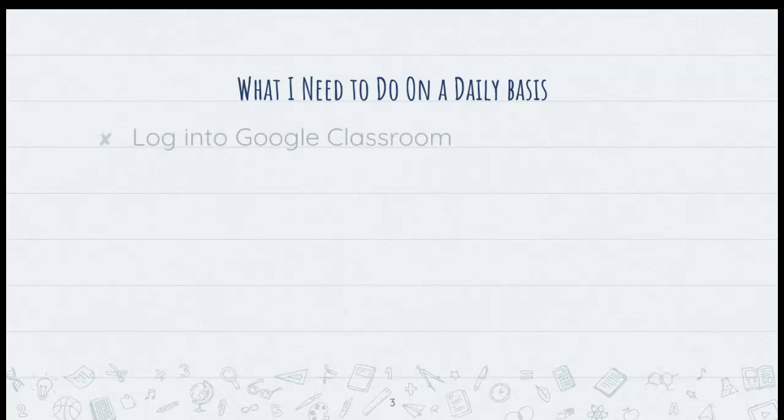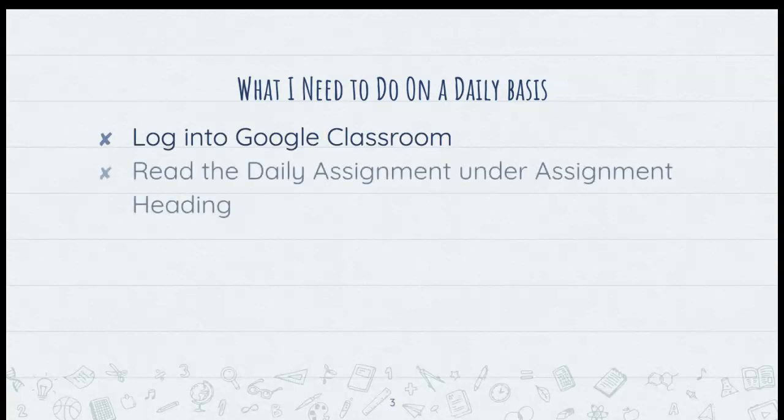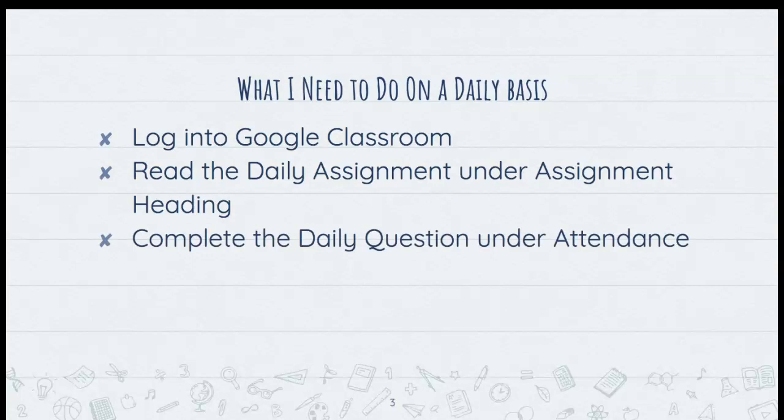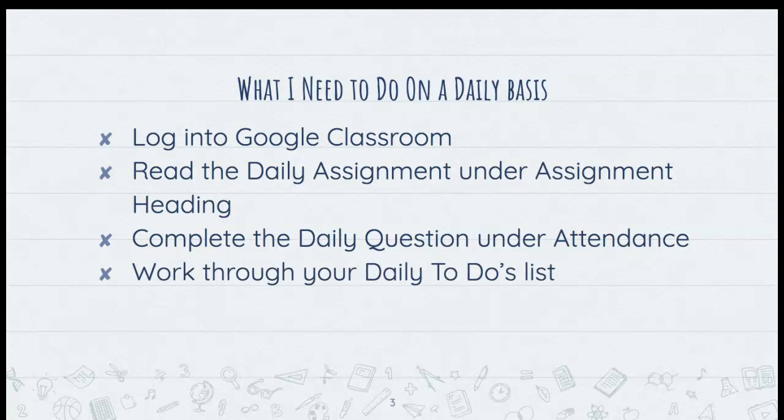On a daily basis, you need to log into your Google Classroom to find your assignments. Read through your daily assignment, which will be found under the assignment heading. Complete your daily question under attendance. Remember, this is how we get your proof that you were in class each day, how we put you into the gradebook as attending class. So make sure you do that by 2 p.m. each day.